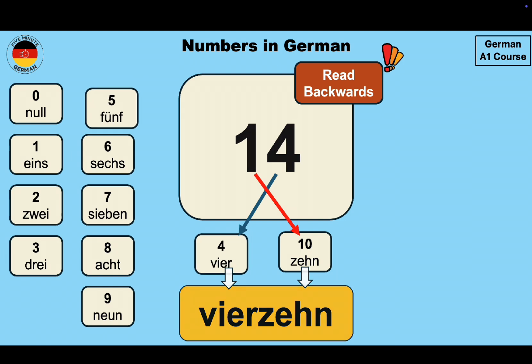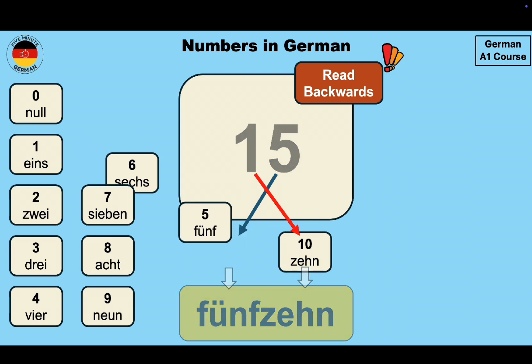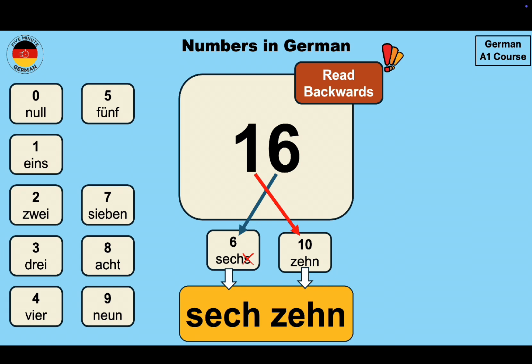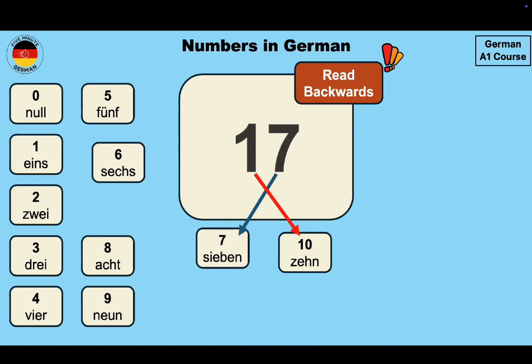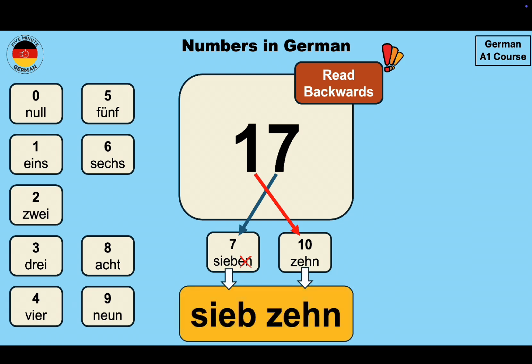The next number is 15. And this is also written together without the space in between. The next is 16. However, over here there is an important thing to know: the s at the end of 6 will be removed. So we will have 16 and it is written without the space. The next one is 7. Over here again we will remove the en at the end, so it becomes 17 and it is written together.